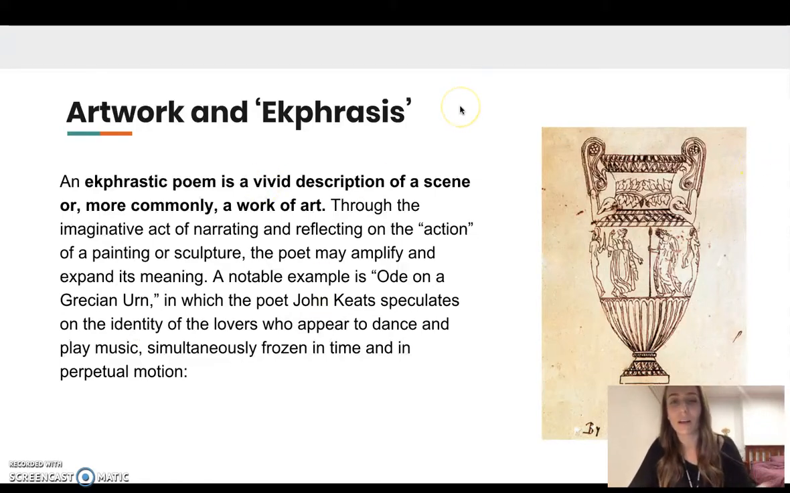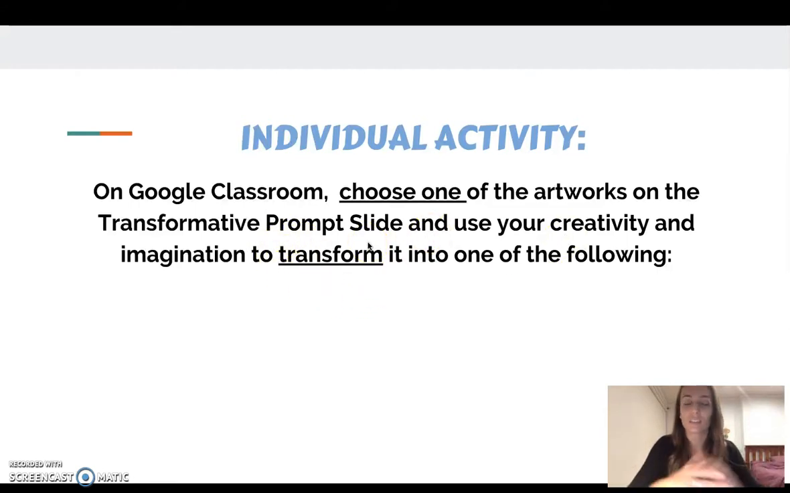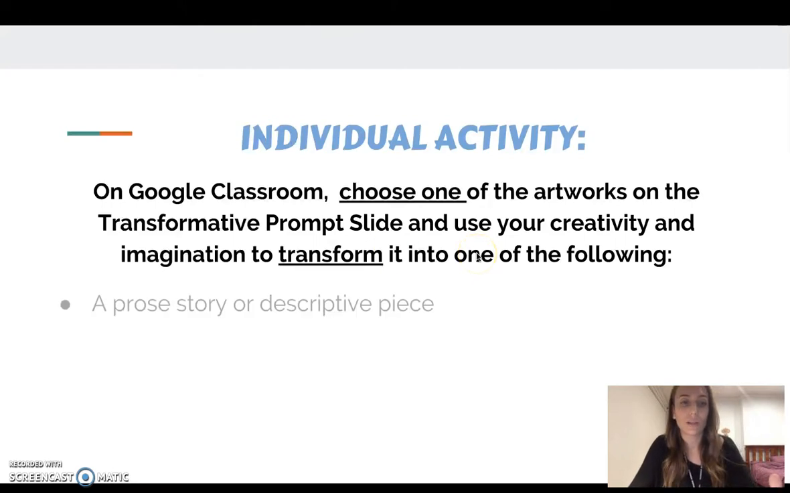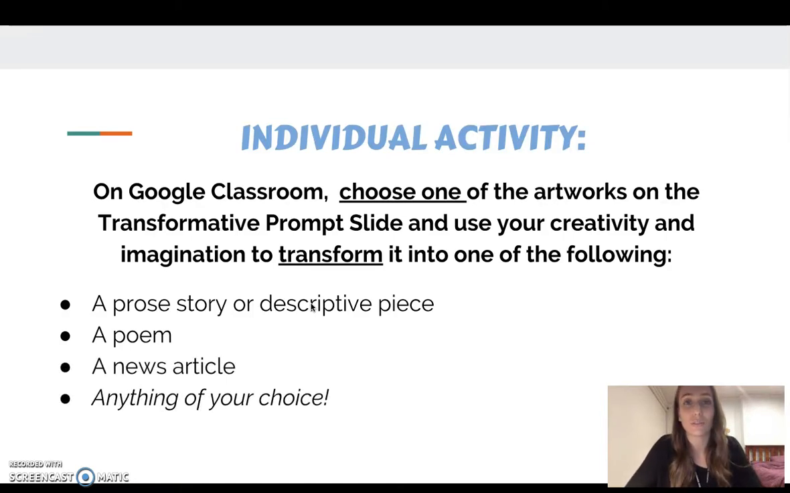But this leads me into our activity for today, which I really want you to put some effort into, and we'll be checking who's done it and who hasn't. It's an individual activity. You're going to go on Google Classroom and choose one of the artworks on the prompt slide that I've provided. There's a range of famous artworks there. You're going to use your imagination, creativity and writing skills to do an ekphrasis of this artwork. You could transform it into a prose or descriptive piece, a poem if you like, a news article even, or anything of your choice. I'm really excited to see what you come up with.